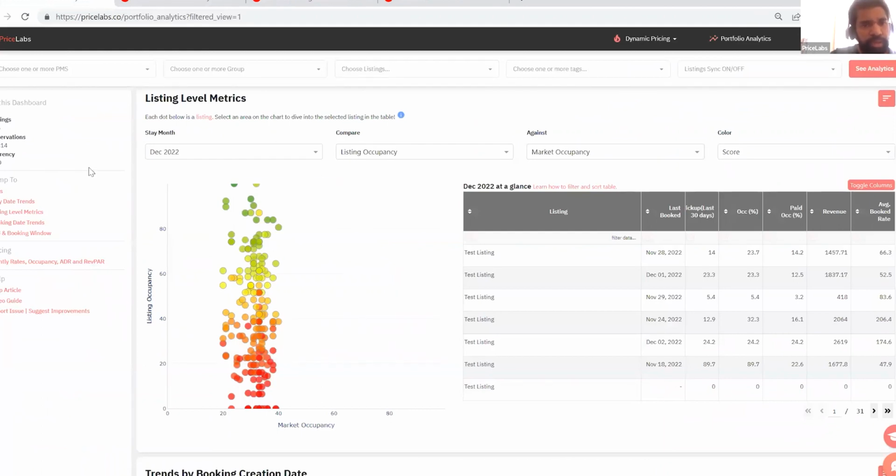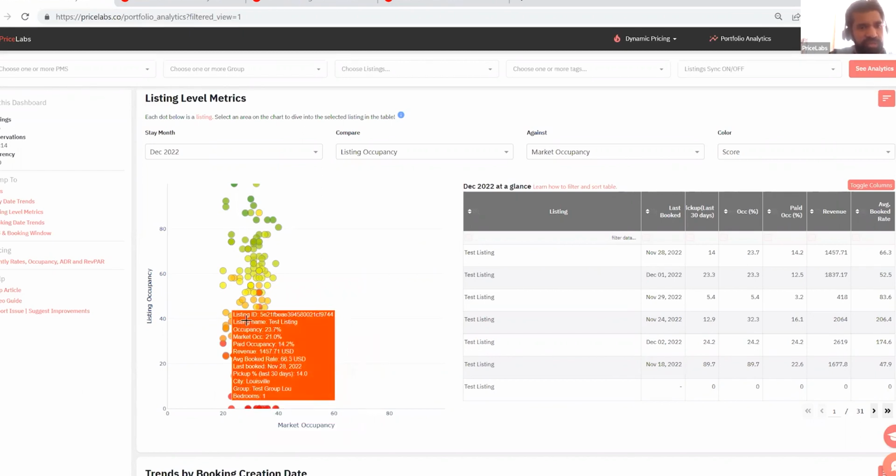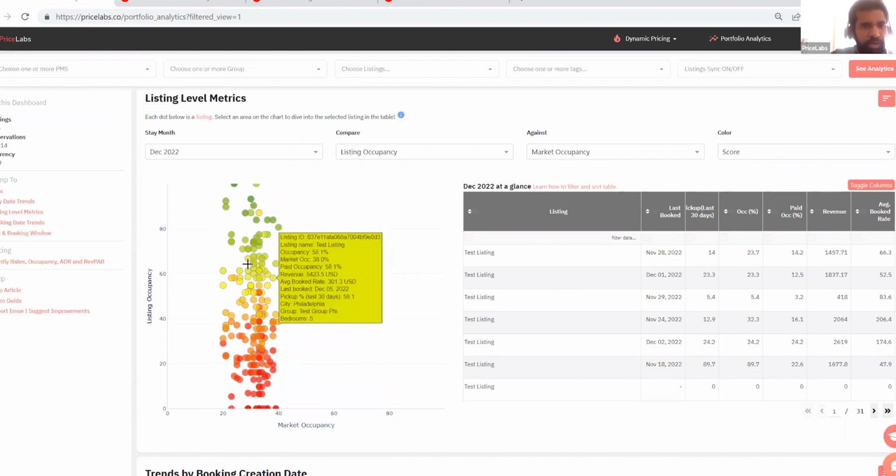But what if I want to look at a bunch of my listings together and try to understand what's happening? Here, I can very quickly see all of my listings plotted together, and what I'm plotting is listing occupancy versus market occupancy. And here, what I can see is the ones in red, and this is PriceLabs' own scoring method, are trending behind market occupancies. And so these are the ones that I want to look at. These are trending above market occupancies. Maybe I don't really want to look at those, right?